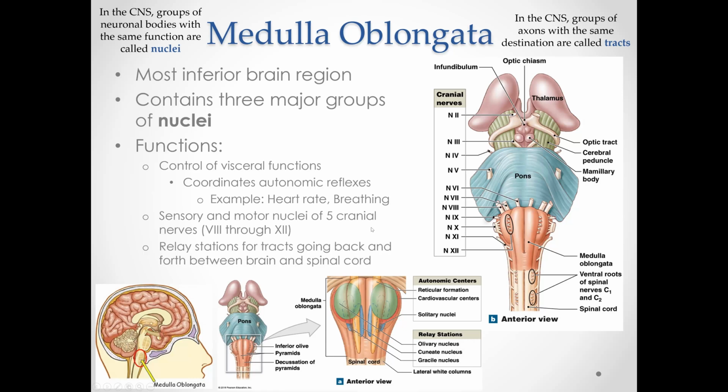And the third group of nuclei in the medulla oblongata act as relay stations for tracts going back and forth between the brain and the spinal cord. And again, when we say tracts, we're talking about a group of axons with the same destination. So in this particular picture, you can see the relay stations. It's got different arrows pointing to them. I'm not going to go over the different names of the relay stations, but you can also see the autonomic centers here as well, and I am going to talk about a couple of these in more detail.